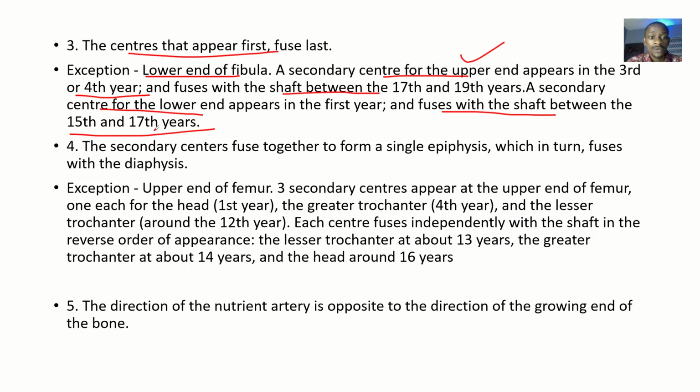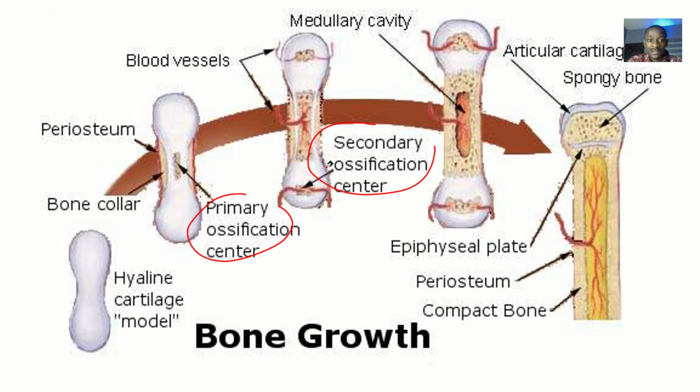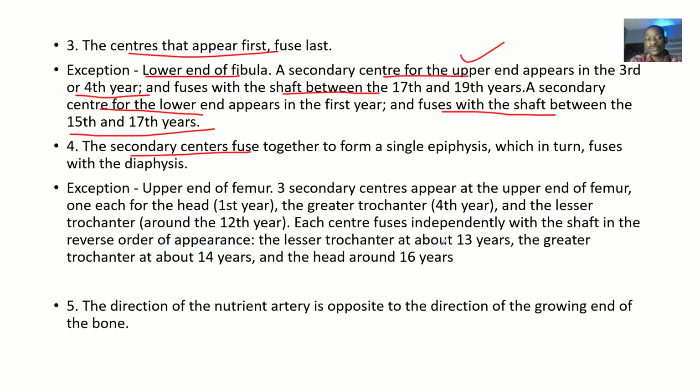Now the 4th rule: the secondary centers fuse together to form a single epiphysis, which in turn fuses with a diaphysis. That means this epiphysis later on will fuse with the body of the bone, which is known as the diaphysis. There's a big exception again. The upper end of the femur is an exception to this.